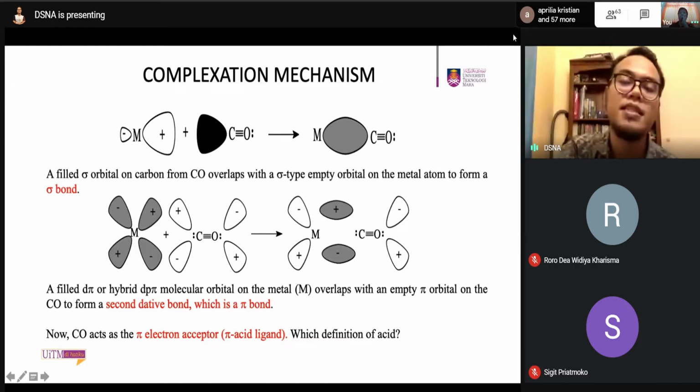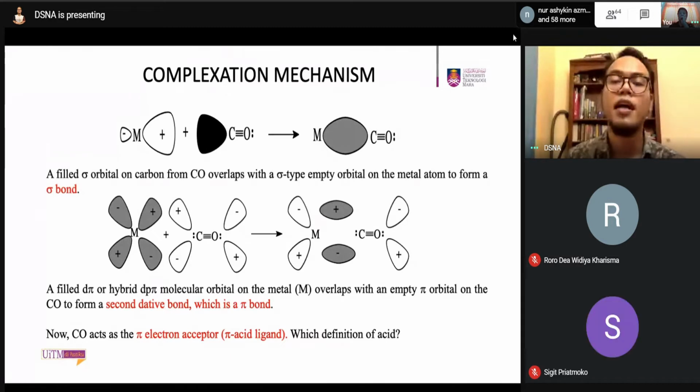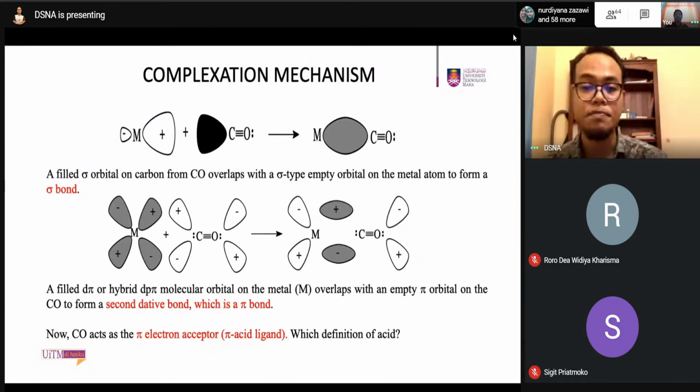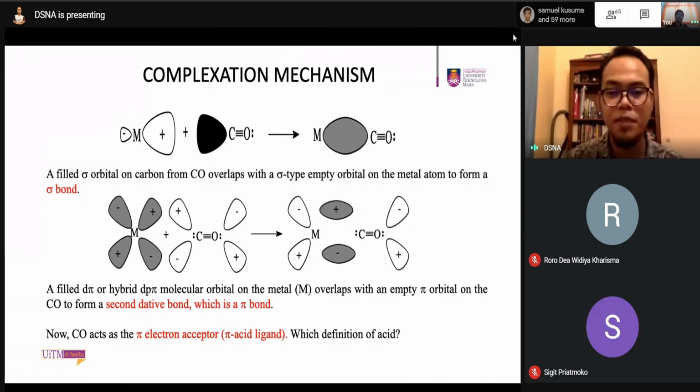So this is the basic or fundamental knowledge that we have to have in order to understand later the bond strength, the bond length, bond order, and also how we characterize our organometallic compounds, especially using FTIR. So as I promised earlier, we call this a pi electron acceptor. We call this a pi acid ligand because they are pi electron acceptors.